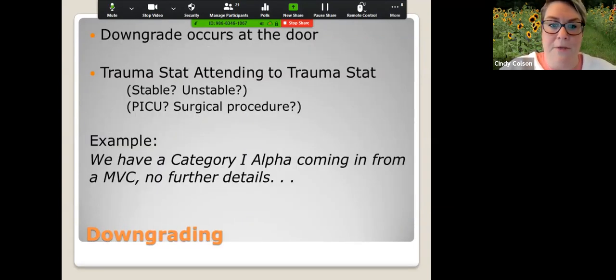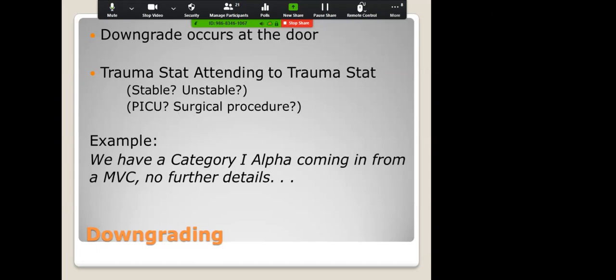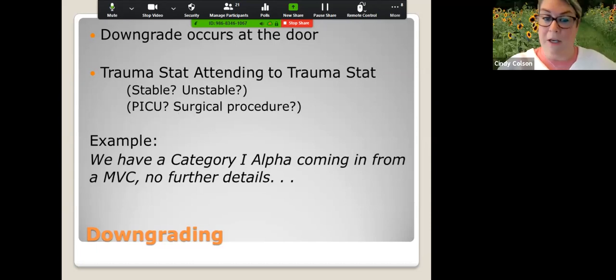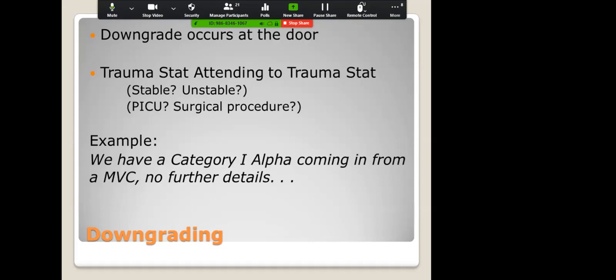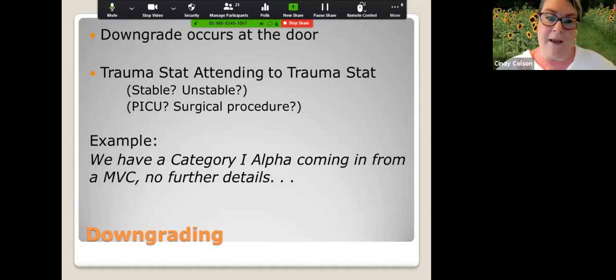And a note about downgrading. Downgrading occurs at the door or as soon as you possibly can. Something we've seen a lot is that sometimes you can't get the full story from EMS, and we completely understand that. If all you get is a category one alpha coming from an MVC and no further details, the question is, should I call it a trauma? Should I call it at all? Should I call it a trauma stat or a trauma stat attending? We don't want you to worry about calling a trauma stat attending and then not needing them. You can always call a trauma stat attending, and if the kid rolls in and they're talking to you having a lollipop, you can always downgrade.